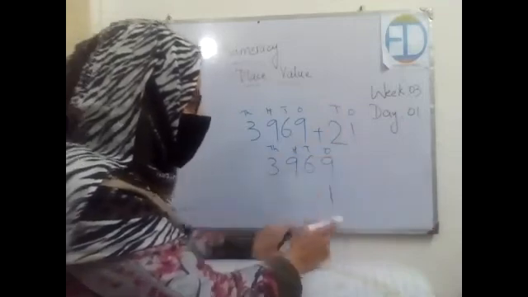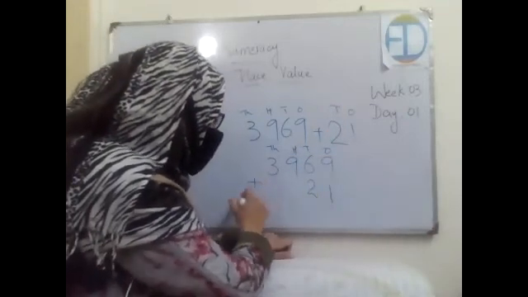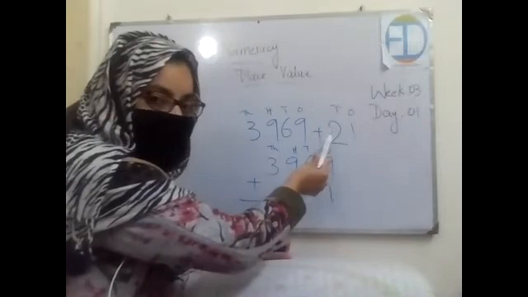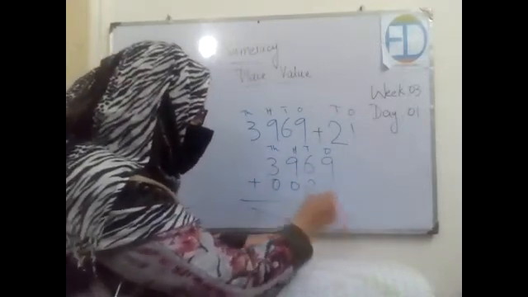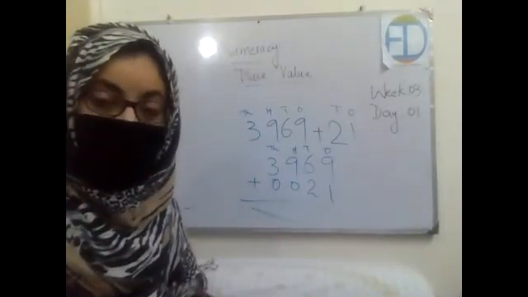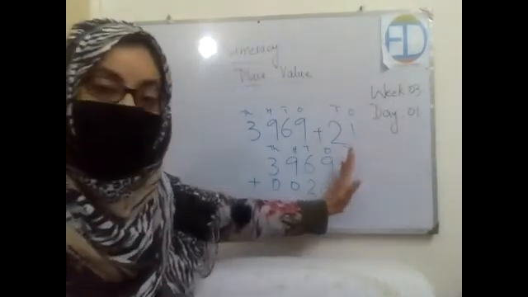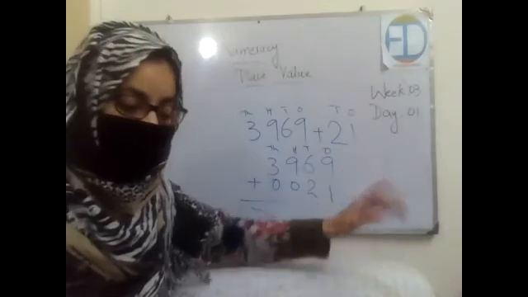What is in the tens column? 2, so you will write 2 over here. Plus. Is there anything in the hundreds column? No. Anything in thousands? No. So you can write 0 or nothing. Now add this. Okay. So we will always start from the left hand side. Is it clear? Okay, perfect.